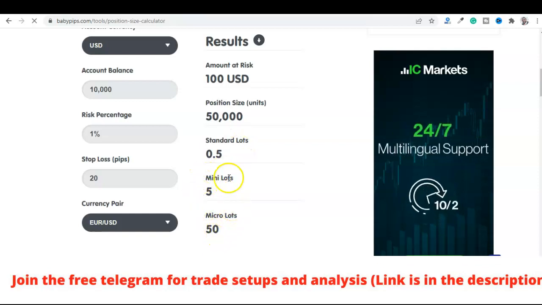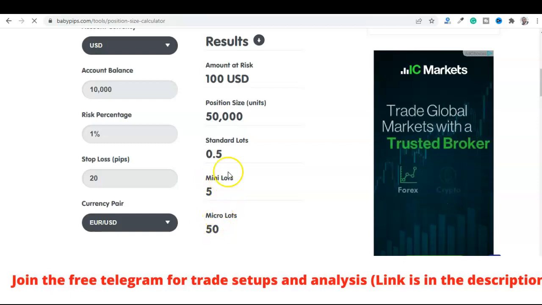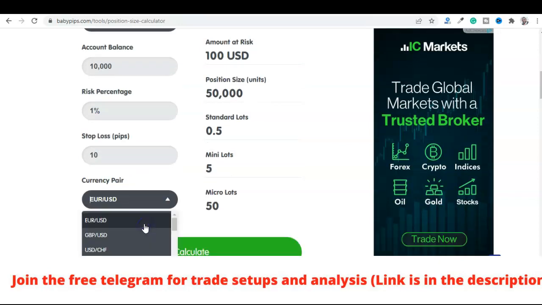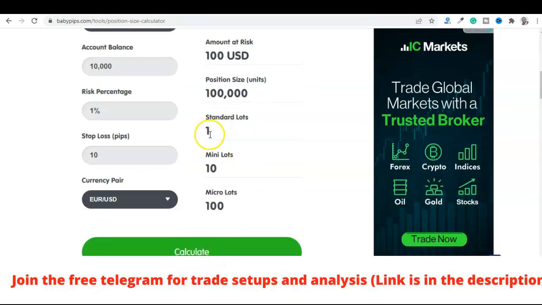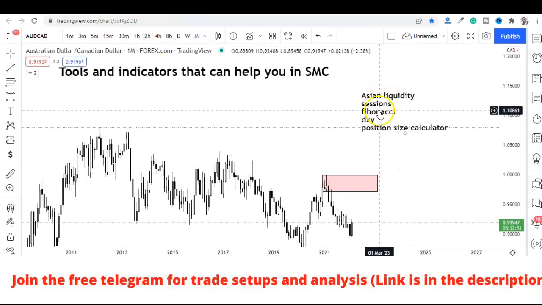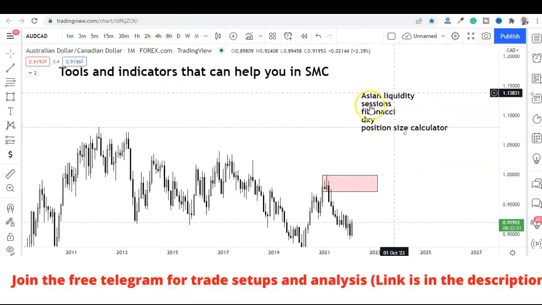Now this is used if your account is a mini lot account. This is used for a micro account. For a standard lot, here we have 0.5. If you use 10 pips, you have the same thing as one standard lot with MyFXBook. So these are good tools that you should always have daily whenever you are trading smart money.